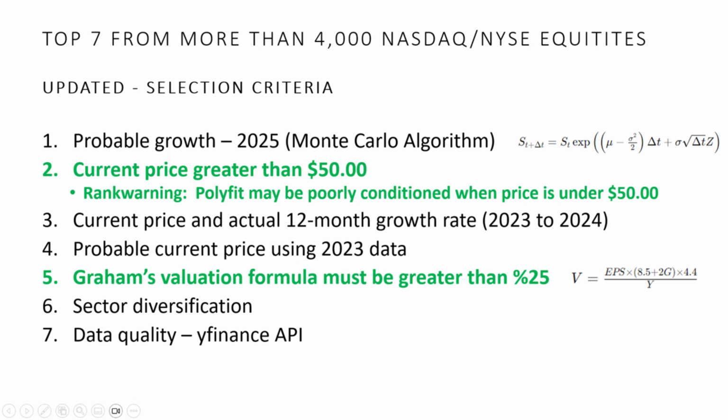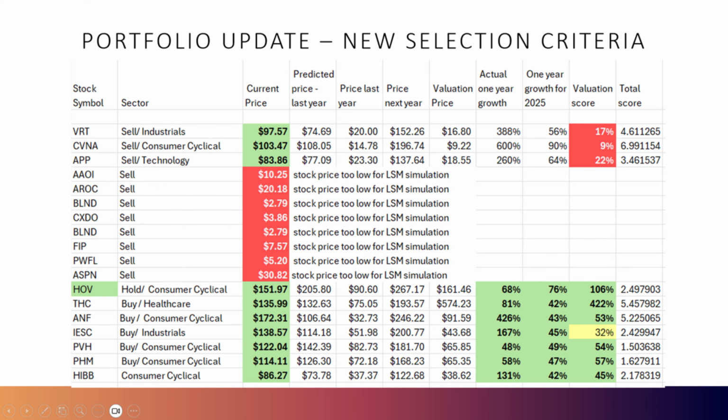The other significant change in selection criteria is the use of Graham's valuation formula, and that value must be at least 25%. Based on those seven selection criteria, I came up with seven stocks out of the 4,000 that my software analyzed. And based on that, here's a portfolio update and the sell recommendations. Everything under $50, I've decided to sell. I must confess, I kept in my personal portfolio AAOI because I just like that company. So I kept that. There you have it.